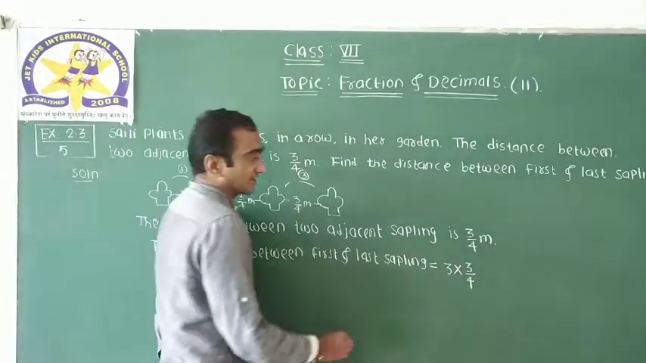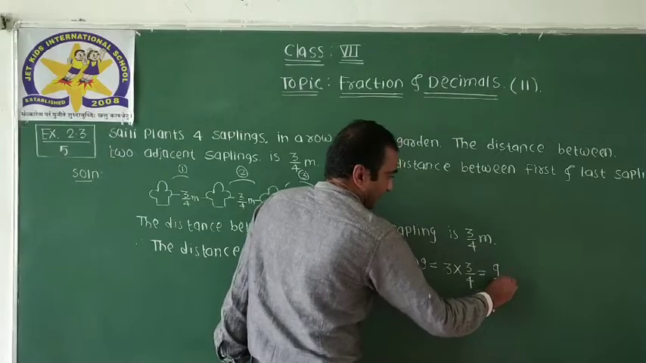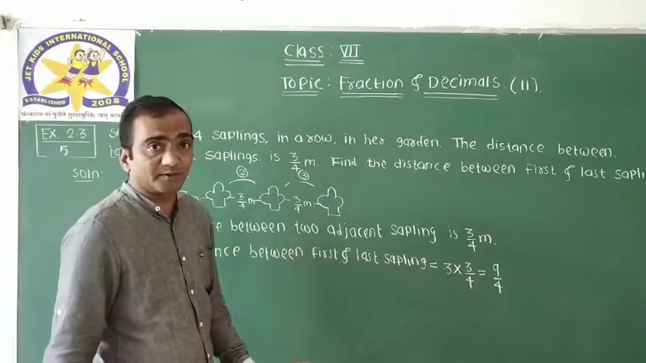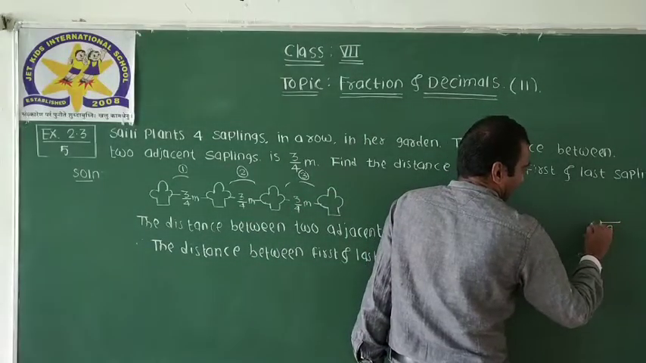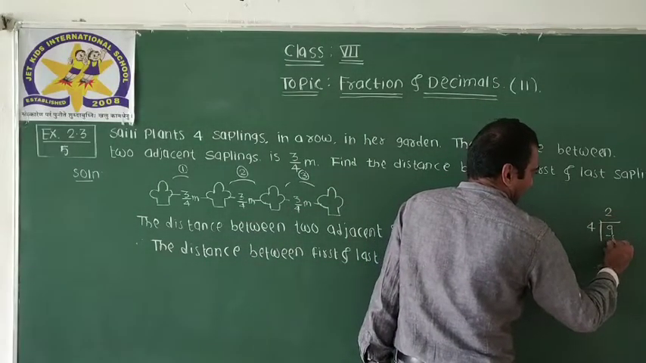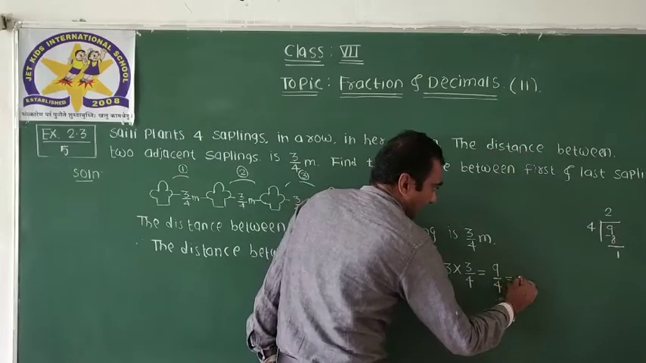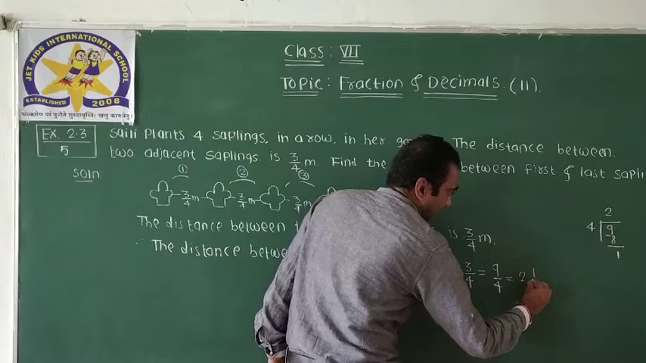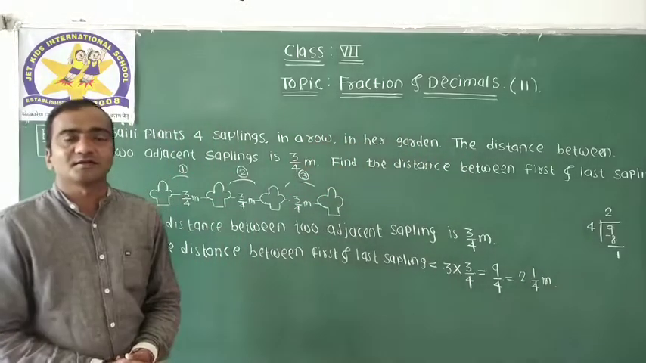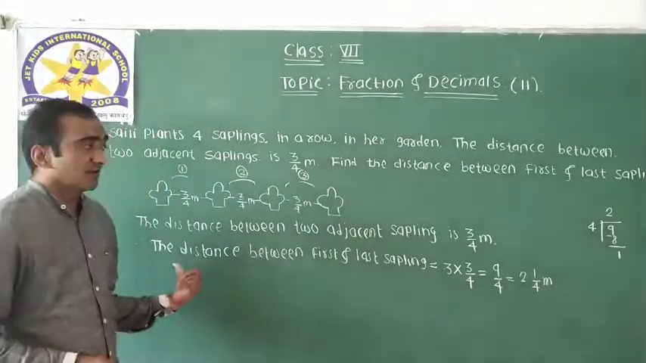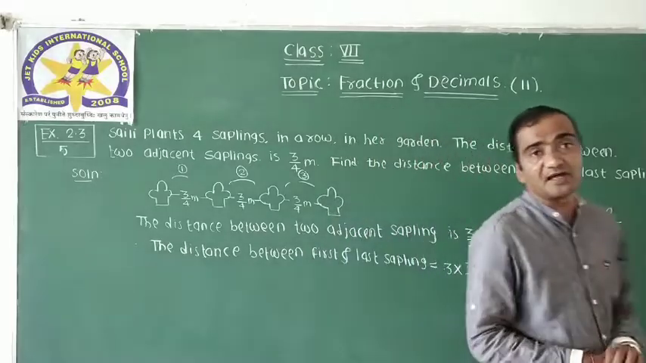Now make a multiplication. 3 multiplied by 3 by 4, 9 by 4. We can convert 9 by 4 into a mixed fraction. Divide 9 by 4. 4 twos are 8. 9 minus 8, 1. So it can be written as 2 integer 1 by 4 meter. So the distance between the first and last sapling is equal to 2 integer 1 by 4 meter.